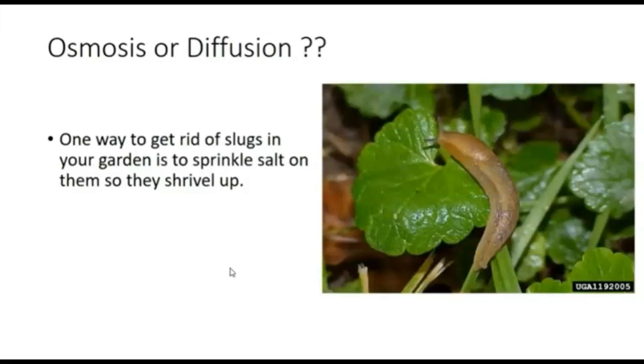One way to get rid of slugs in your garden is to sprinkle salt on them so they shrivel up. Good, osmosis. So salt is going to suck the water molecules out of the slug's cells, causing that slug to shrivel up. Again, those water molecules are going to move from high concentration in that slug to a lower concentration outside the slug where the salt is until it reaches an equilibrium.